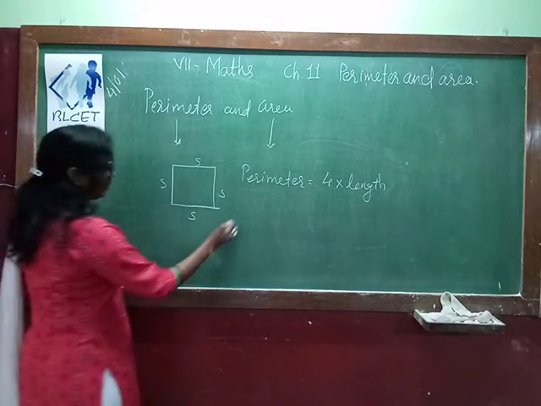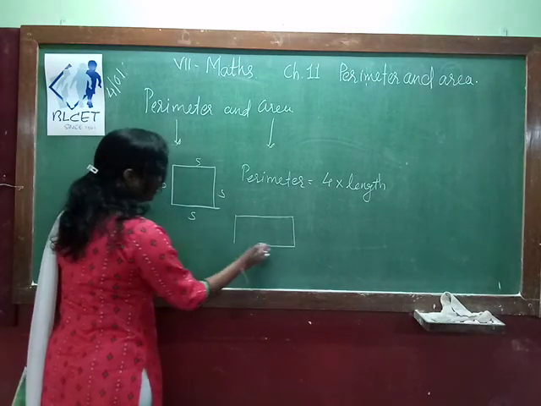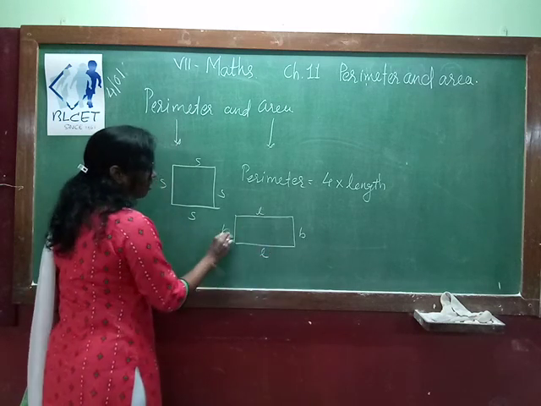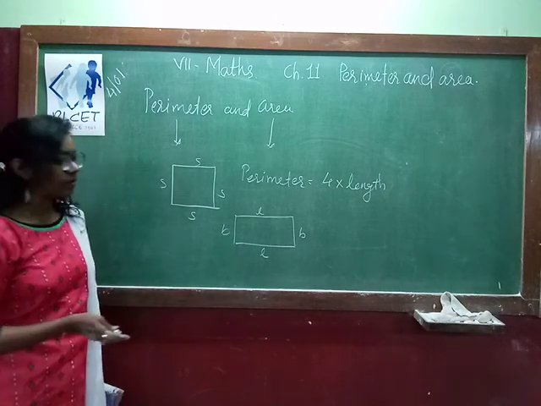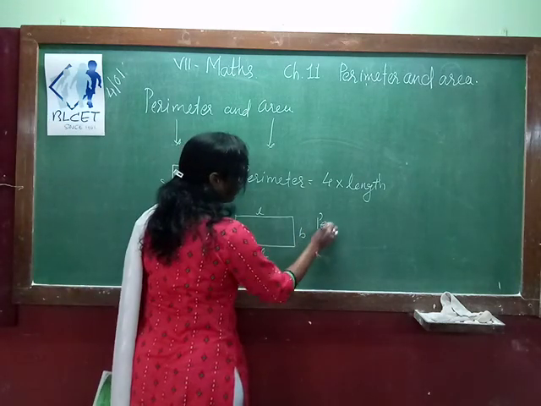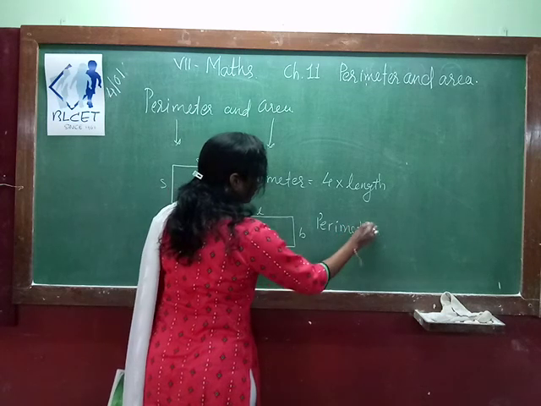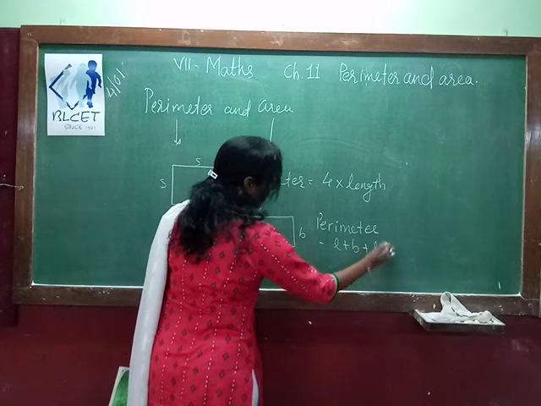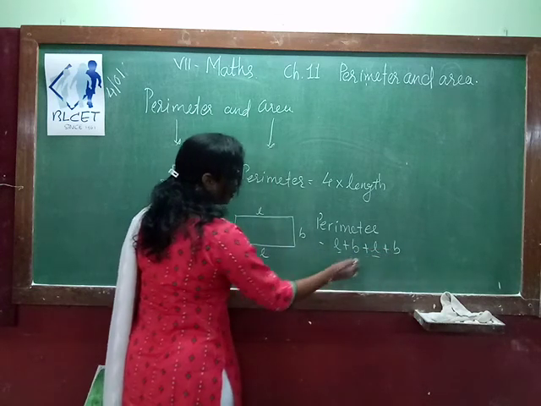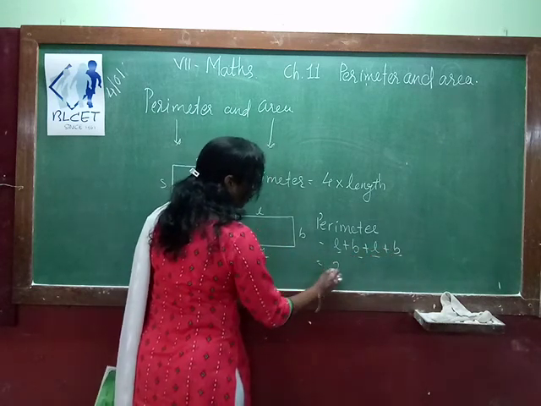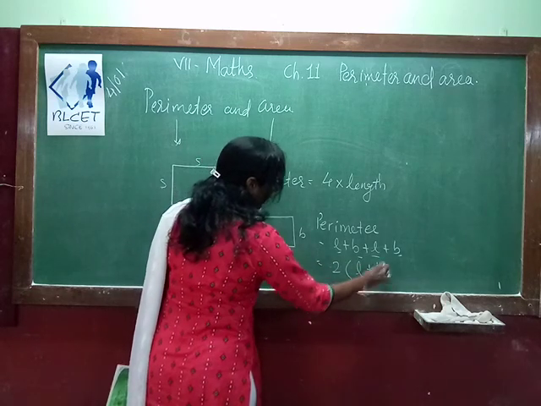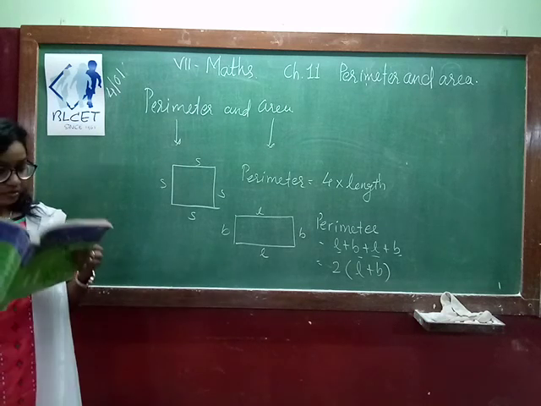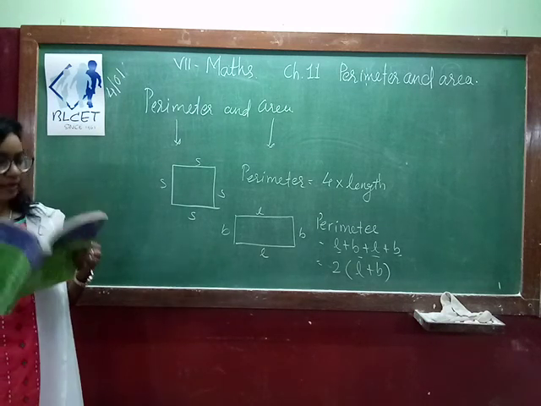Suppose you have a rectangle. Then what is the perimeter? This is your L, B. This is L, B, because in a rectangle opposite sides are equal. So the perimeter is equal to the sum of all sides: L plus B plus L plus B. L is repeated 2 times, B is repeated 2 times. So you take 2 out in a bracket, L plus B. So this is the perimeter for a rectangle. These two formulas you have to remember.